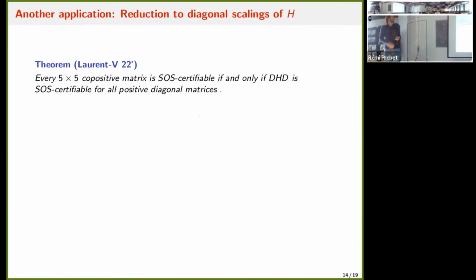okay. And also we can apply the result of Marshall and Lee in another setting, and then we get the following reduction for the other main result. Every 5x5 copositive matrix is SOS certifiable if and only if the diagonal scalings of the Horn matrix, the matrices of the form DHD, are SOS certifiable for all positive diagonal matrices. So we would like to prove that every 5x5 copositive matrix is SOS certifiable, and we will use the problem just to look at the diagonal scalings of the Horn matrix. So the Horn matrix really plays a crucial role in this question.